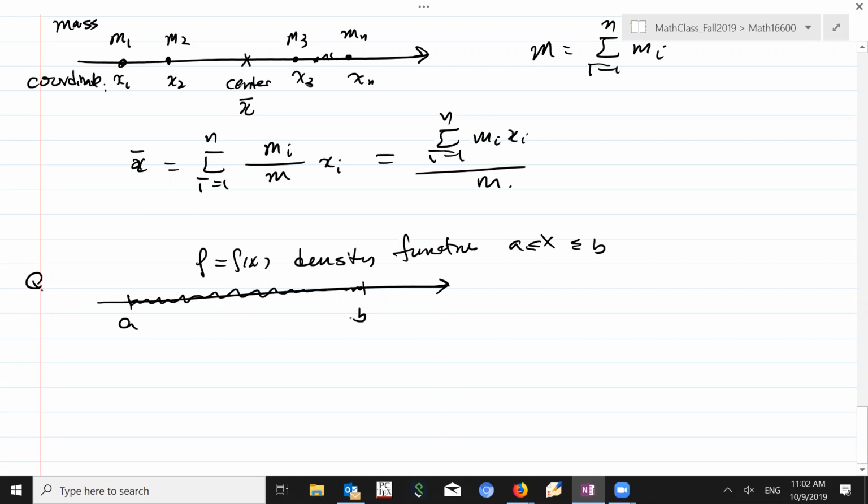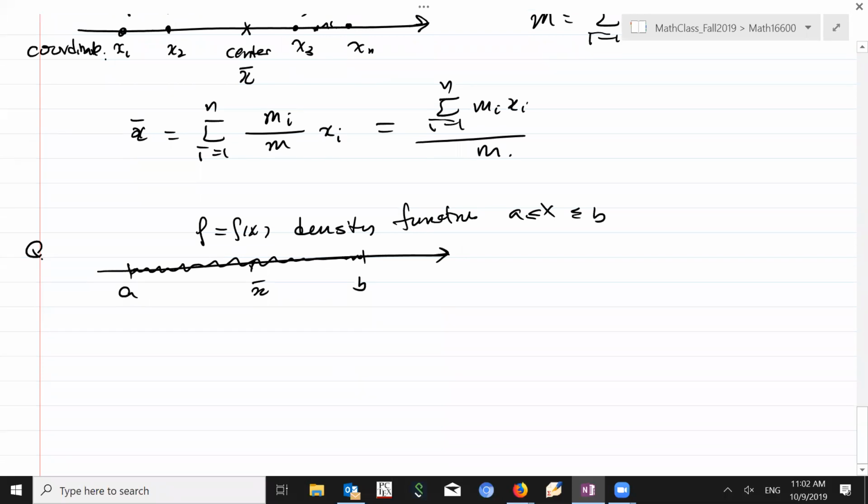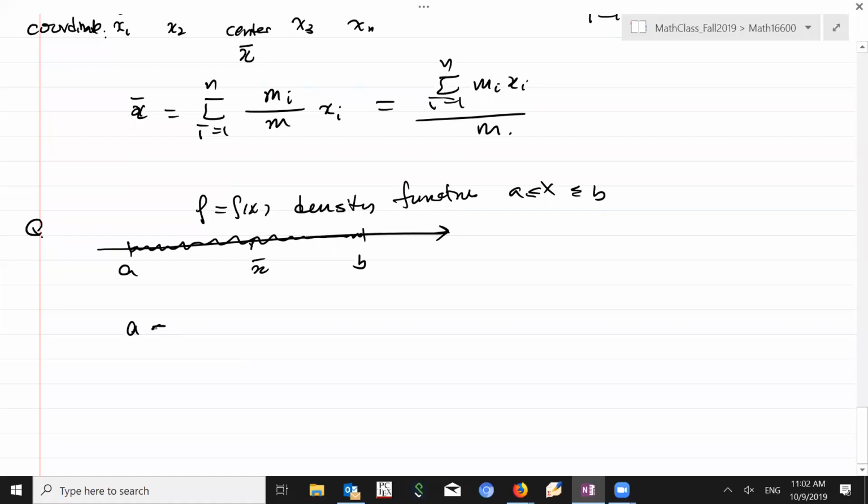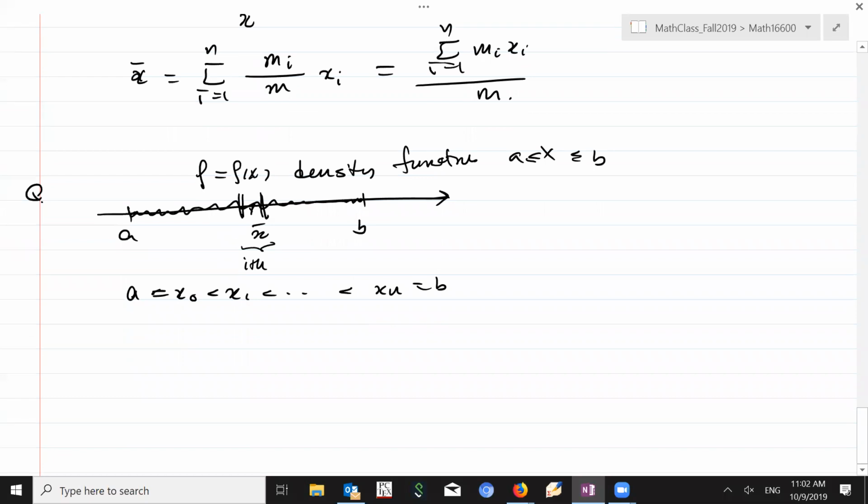What I'm gonna do is, the center should be somewhere here. Let's find the formula ourselves. If you have a density function, it's continuous data, not just discrete data, and you have endpoints. So we generalize the above formula to the next one. Then what you do is use an arbitrary partition, and you cut the whole line into many pieces. Look at the ith interval, this is the ith piece.